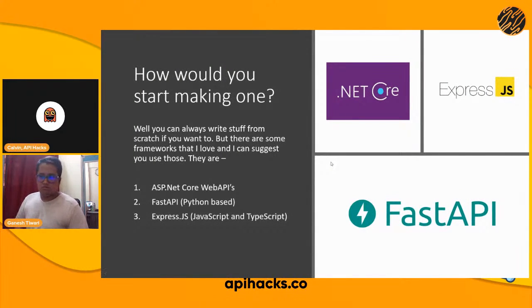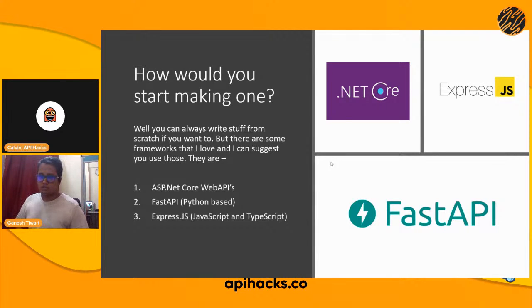How would you make one? So now you know what is an API, how do you use it, and how do you make one? You can write everything from scratch, write a web server that accepts requests and gives response, but that would not be an ideal way. An ideal way would be for you to use one of the frameworks which there are in the market, and there are many frameworks. Like for every language there are at least 10-15 frameworks. I'm just listing three of my personal favorites which you can use.